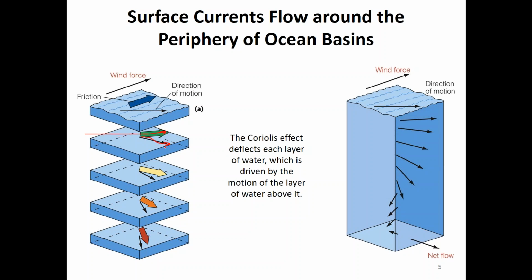And this pattern repeats itself with depth. This layer of water begins to pull the water beneath it in the direction it's moving. And so this water begins to move in that direction, but its path is deflected to the right. And it happens again and again and again. And as a result, the direction in which the water is moving horizontally rotates with depth.